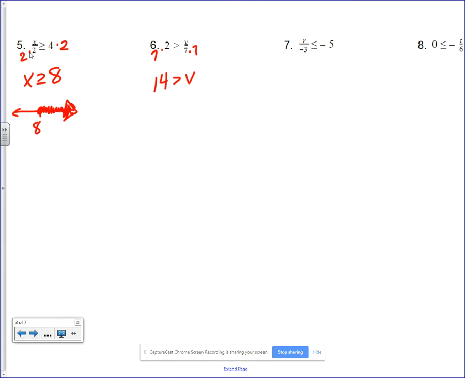Notice that the variable does not come first, so I'm going to flip the whole thing around so the v is first. 14 on the number line with an open circle, shaded to the left.